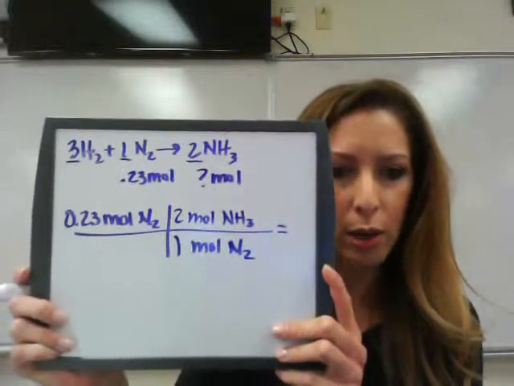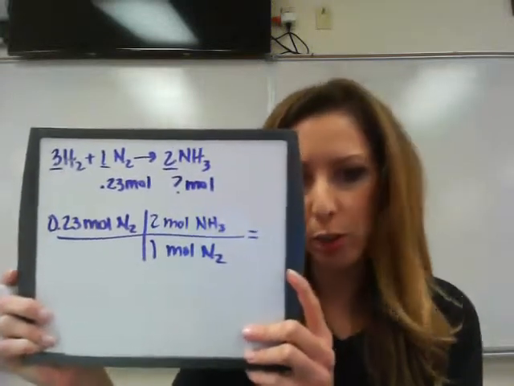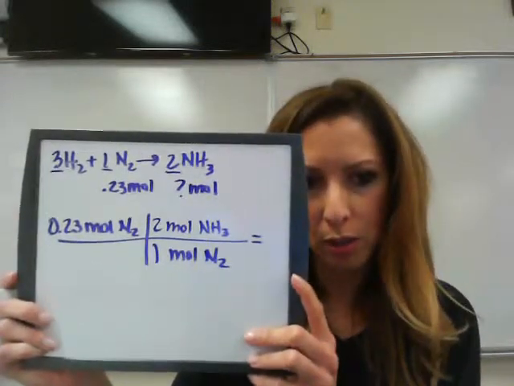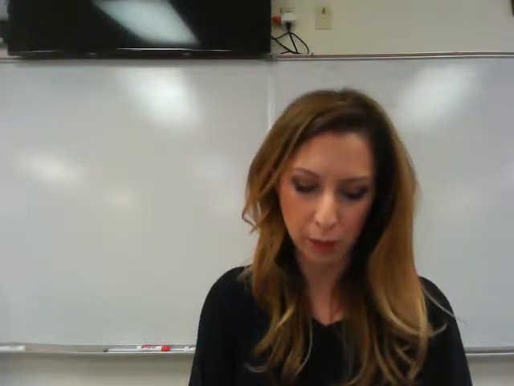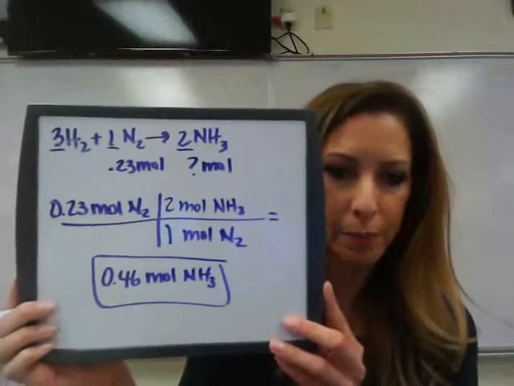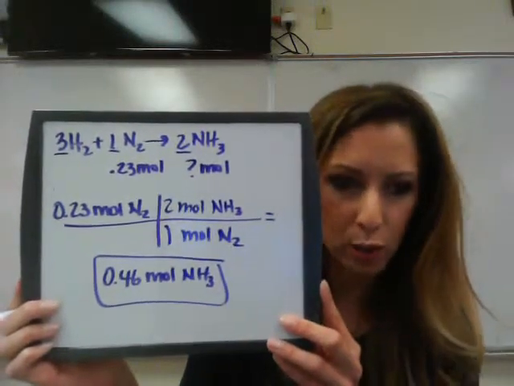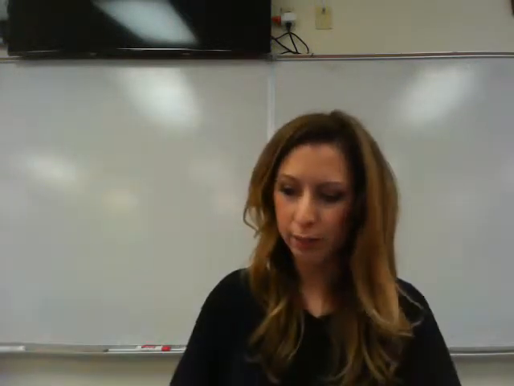Okay, so now what we're going to do is multiply 0.23 times 2, and then you divide it by 1. So 0.23 times 2 is 0.46 moles of NH3. And you're done. That's it. Okay? All right, let's go on to example number 3.